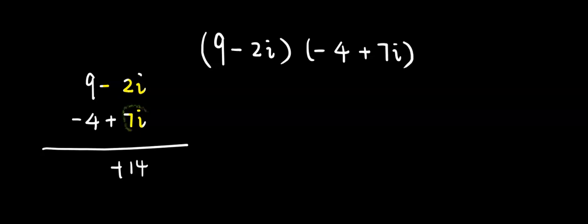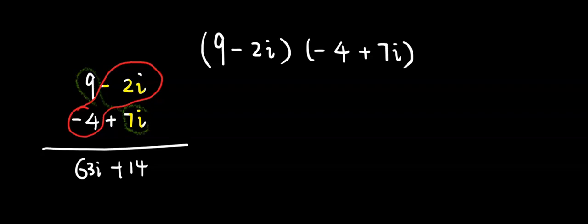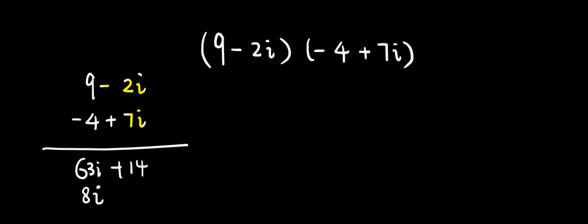And then we're going to do this direction. So 9 times 7i, that's 63i. And then we're going to do this direction. So negative 4 times negative 2i, that's a positive 8i. The beauty of this question is already lined up vertically for us. Okay? And the last direction, we're going to do this one. Okay, so negative 4 times 9, that's negative 36.